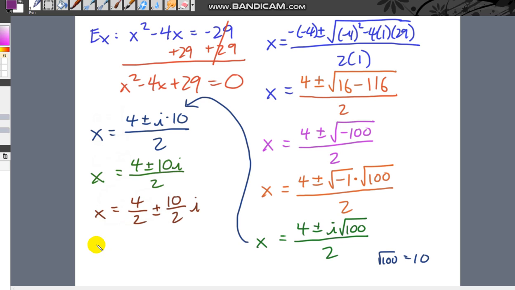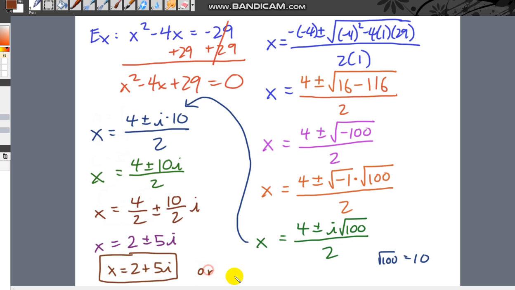Okay, now what I see we can do is reduce this. So 4 divided by 2 is 2, and 10 divided by 2 is 5. So what this means is our two possible imaginary solutions that come out of this are x equals 2 plus 5i, that's one of them, or x equals 2 minus 5i. And there we go, that would be our second imaginary solution.